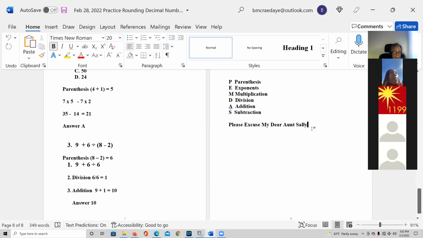Okay, let me just put that here. Do multiplication and division in left to right order. What this means is, even though PEMDAS puts multiplication before division, if you have a problem where division comes first, you just do it from left to right. Okay.